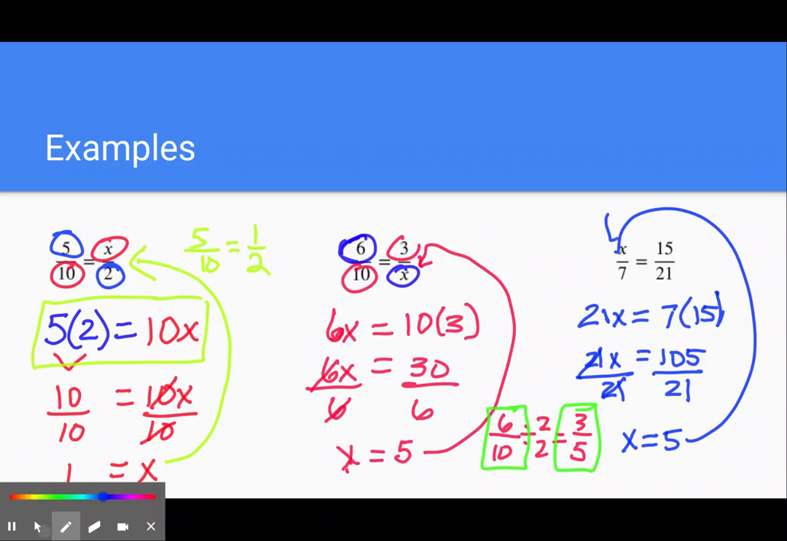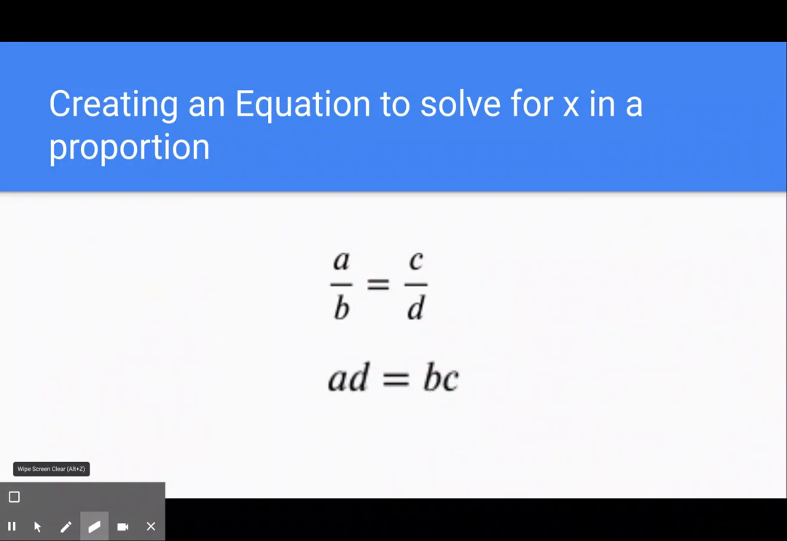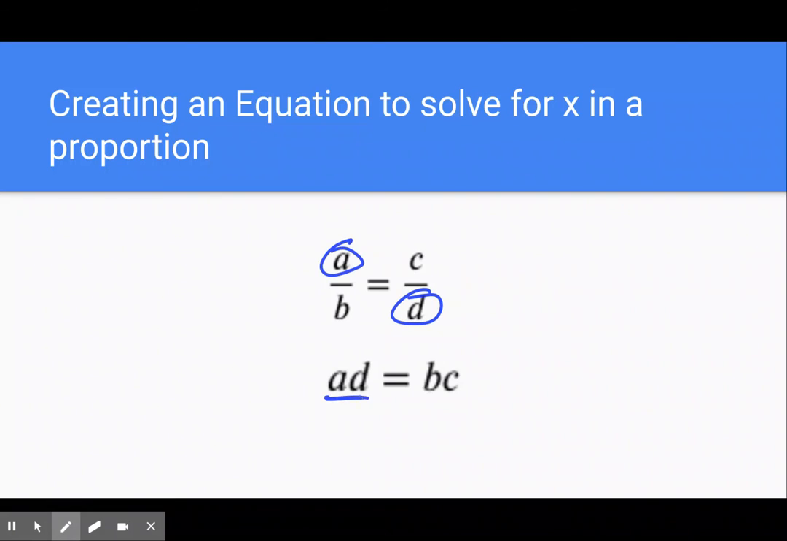All right, so nothing new. You've already created equations. You know how to solve equations. Cross multiplying is just creating an equation to find the value of x in two equal fractions. So the way that we read that is we've taken the fractions and I've created letters for them. So A and D are equal to B and C. This is not the butterfly method. This is not anything like that.